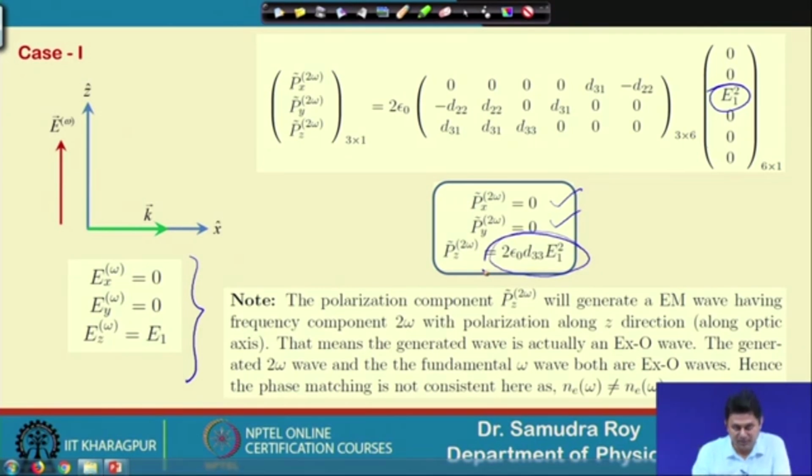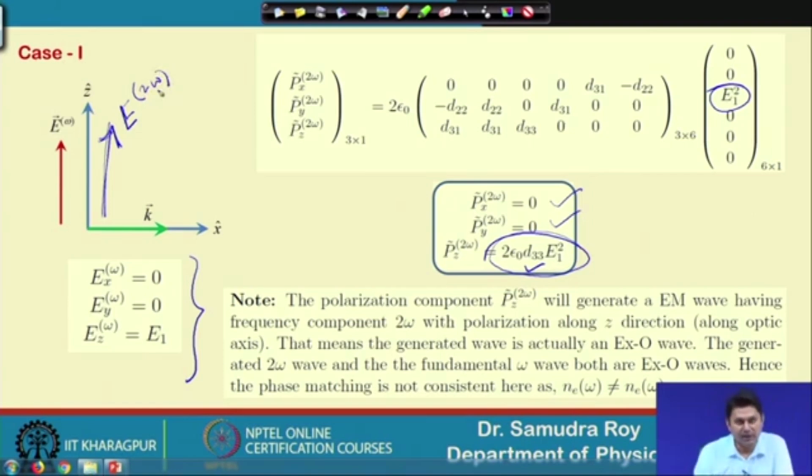That was our initial aim, that my polarization at second harmonic, or polarization at 2 omega, should involve the d33 coefficient. So d33 should be involved in generating the second harmonic, and here that is the case. That means my polarization would generate a second harmonic along this direction, because Pz is along this direction. So it is going to generate a 2 omega along this direction.